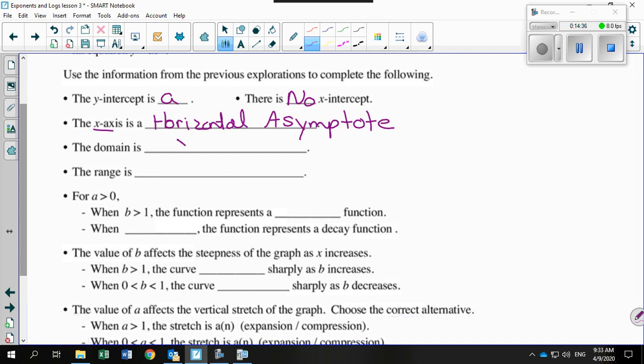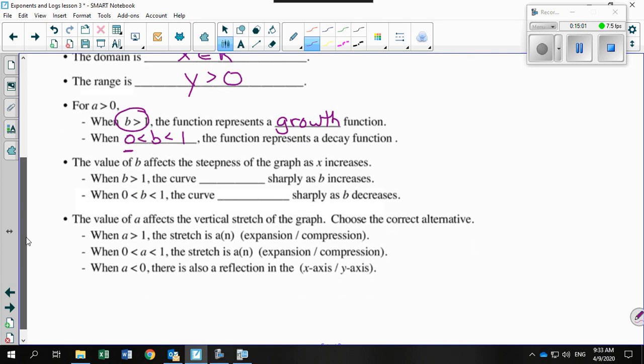Our domain was x ∈ R. Our range was y greater than 0. When we talked about b is greater than 1, it was a growth. When b was between 0 and 1, I think I wrote that as -1 before, but it should be 0, it represents a decay. When we have this, it will rise as b increases, and it will fall more sharply as b decreases.